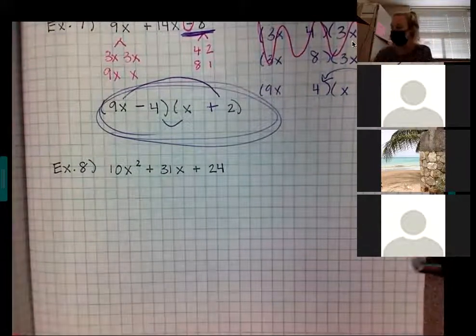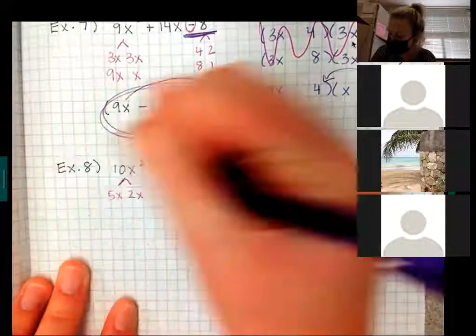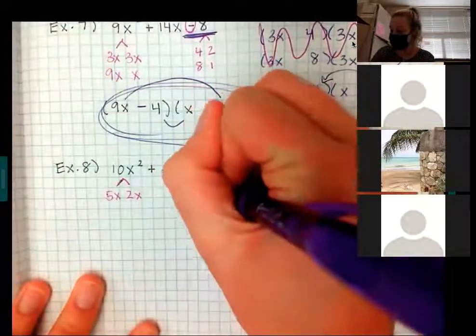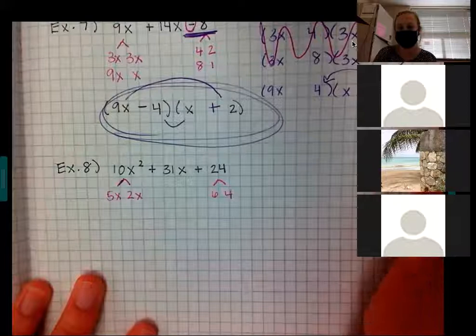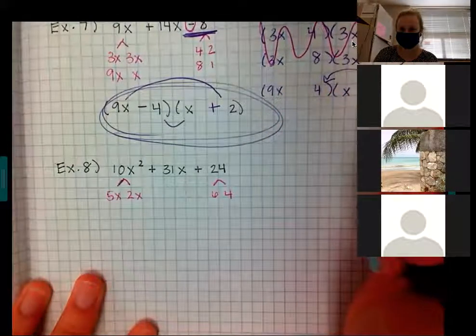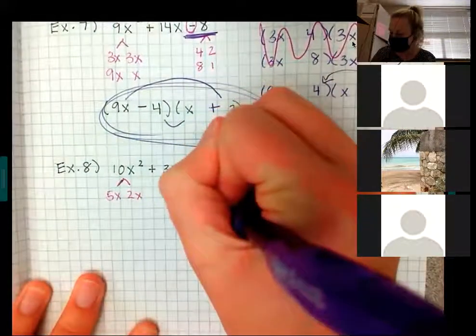5 and 2. Oh, good. 5 and 2, 5x and 2x. I agree. And then what about on the end? 6 and 4. So Henry, what if 6 and 4 doesn't work? What should we try next? 12 and 2. Be careful, you're missing one. 8 and 3. Yeah, so it's divisible by 3, 8 and 3.